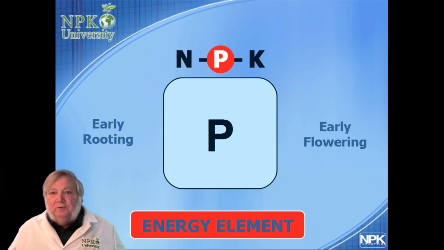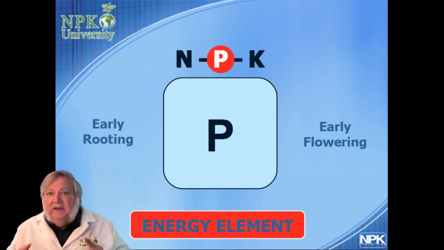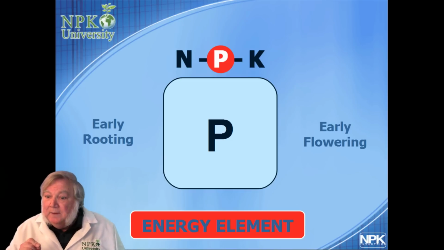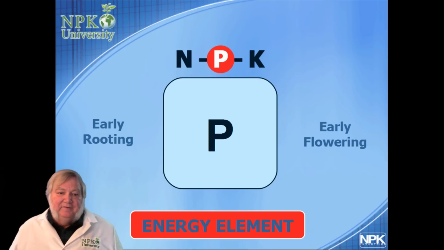So most commercial growers have a starter fertilizer that has a little bit extra monoammonium phosphate, because the ammonium form of nitrogen actually aids with the uptake of the phosphorus.